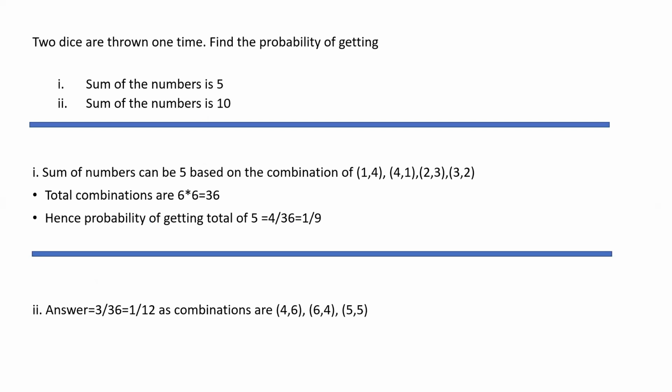Two dice are thrown one time. The sum of the numbers should be 5. The number 5 can be the combination of 1 and 4, 4 and 1, 2 and 3, and 3 and 2. So there are 4 chances.